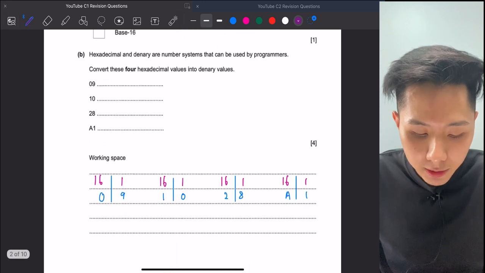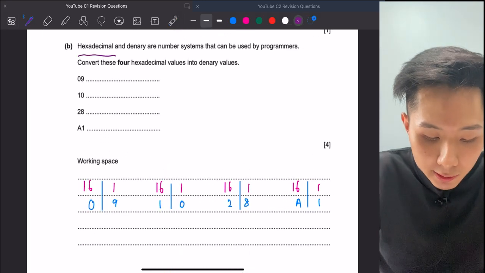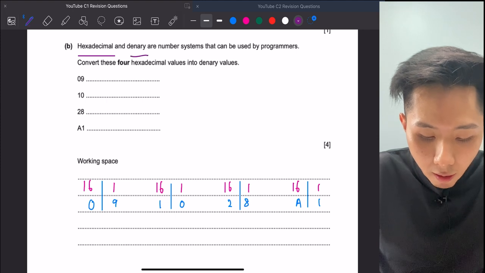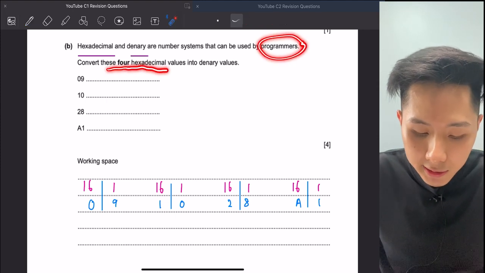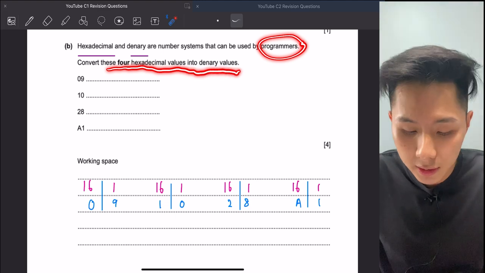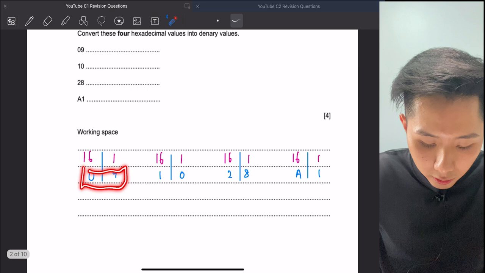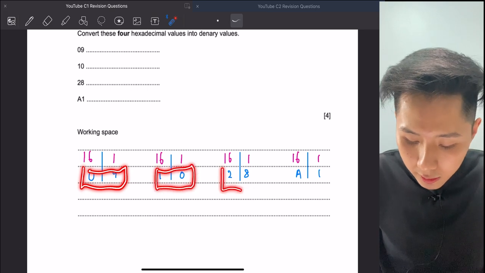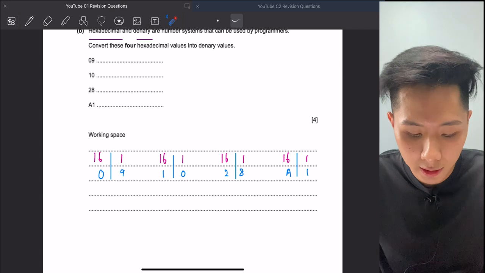All right, and next up, the question. We have another number system called hexadecimal, and denary is a number system that can be used by programmers. Convert all these four hexadecimal values into denary values. So I have written down all four values here in hexadecimal in my working space, and I'm going to show you how to convert them into denary.